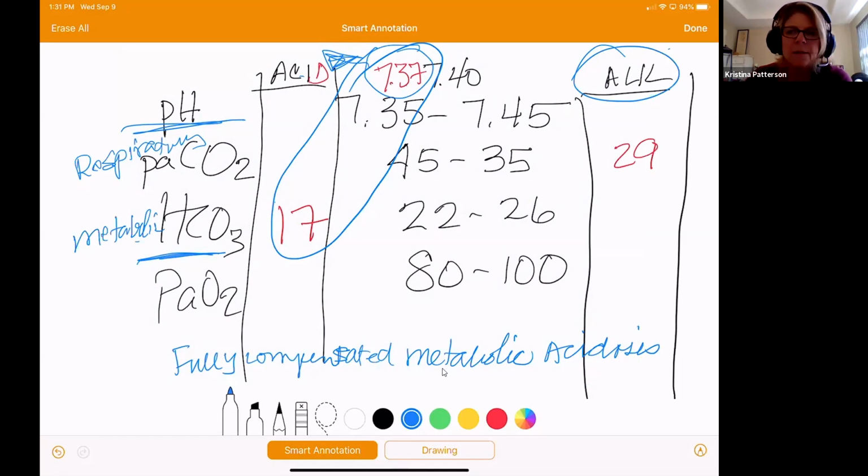And that makes sense that the PaCO2 is elevated because remember she had an elevated respiratory rate. So she was trying to compensate by blowing off CO2 for the metabolic acidosis. Okay? All right, very good. Moving on. Let's see if we can do another one.